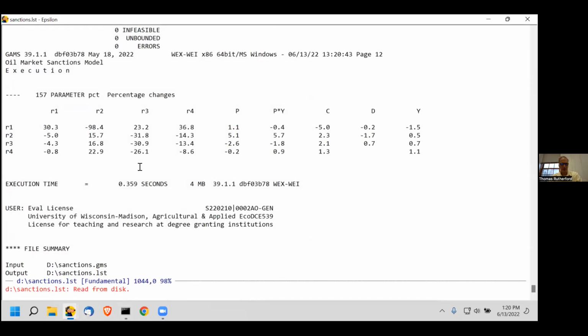If I look at P times Y, we see that this shows that the value of crude oil sales from region 1 goes down by 0.5%. The value of crude oil sales by region 2 goes up by 6%, and so forth. So that shows what the changes are, and that changes what happens to the demand, and that shows what happens to output. So this is a nice example.